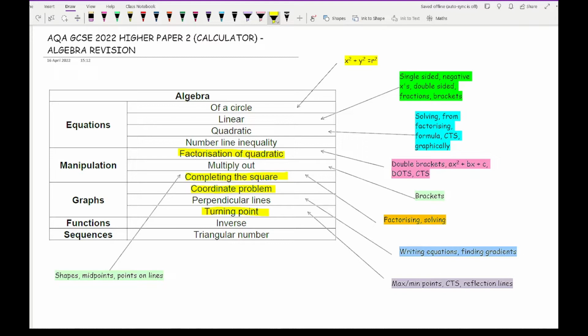It's also linked with quadratics as well. So it could be potentially where you're plotting a graph and you have to state certain points or the roots or the minimum point or the y-intercept, etc. So let's break down this particular list.